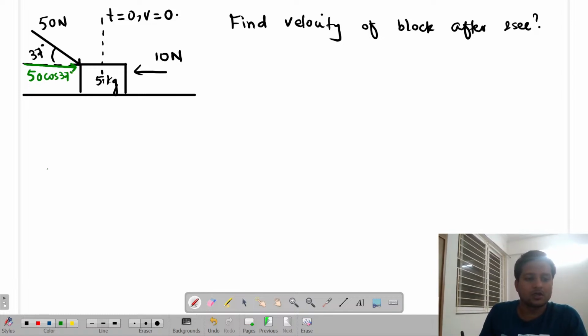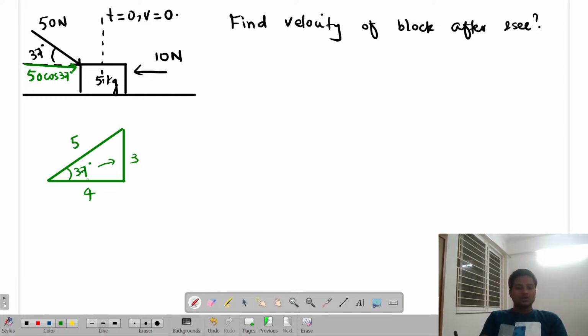Now if I look into cos 37, how you have to remember, do you know that trick or not? Yes, so if this is 37, then the opposite side is 3, this is 4, this is 5. So cos 37 will be 4 by 5, isn't it? So that means the force along the horizontal direction, for this block of mass 5 kg, is around 40 newtons.